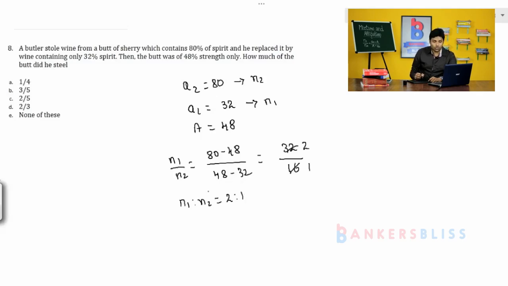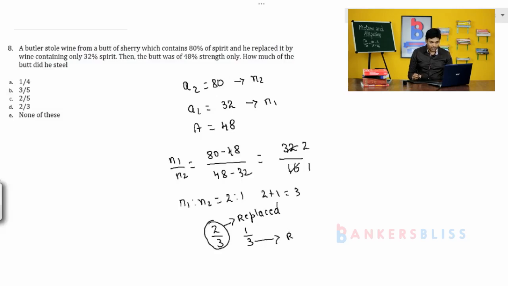What is the total quantity? 2 plus 1, 3, means 2 by 3 and 1 by 3. So N1 means after mixing, after replacing, what you are getting is N1. So 2 by 3 they have replaced, 1 by 3 is remaining. Initially it was 2 by 3, now it is 1 by 3.